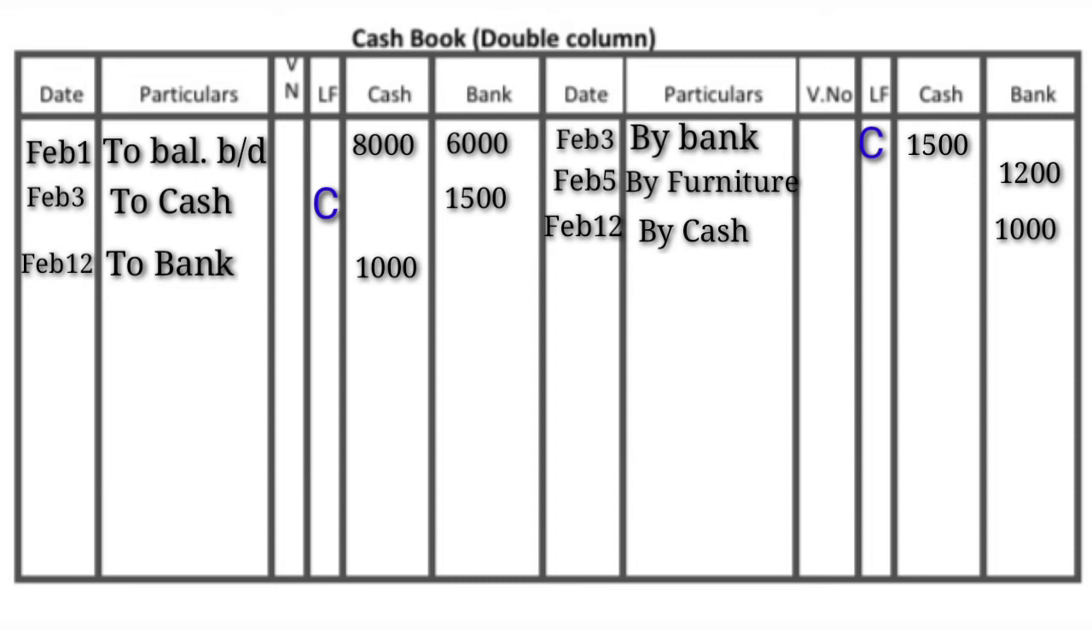This is a cross entry, or a contra entry. Both debit and credit we entered in the cash book, so we will refer C in LF column, debit side and credit side C. Is it clear?